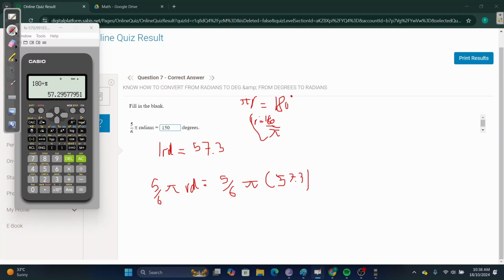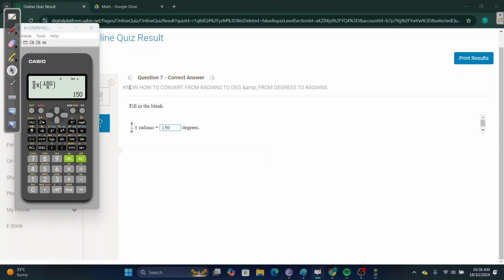So back to this. Multiply 1 radian by 5 over 6 pi. So let's just do that. Just to show you, yeah. So 5 over 6 pi, brackets 180 over pi, which I already did the fraction. 180 over pi. Close the bracket. You're gonna get 150 exact. So see, it gives a more precise result, but it's more time consuming. I wouldn't recommend it, honestly.